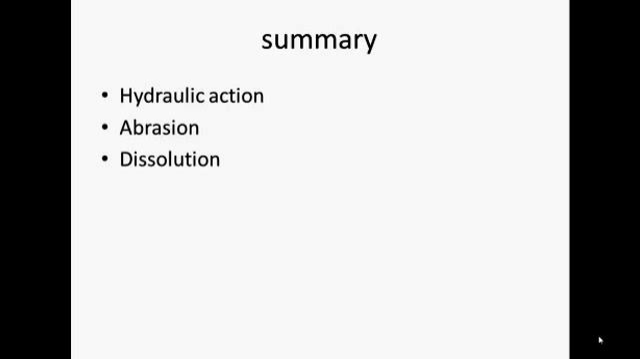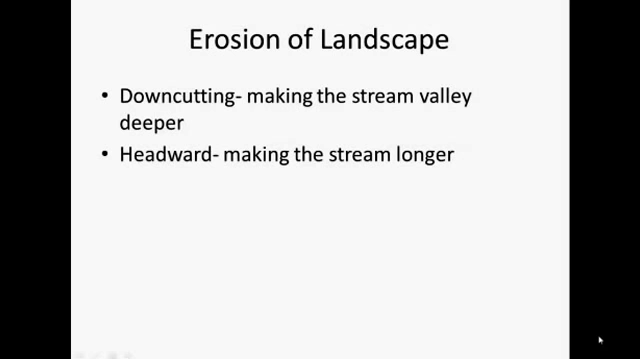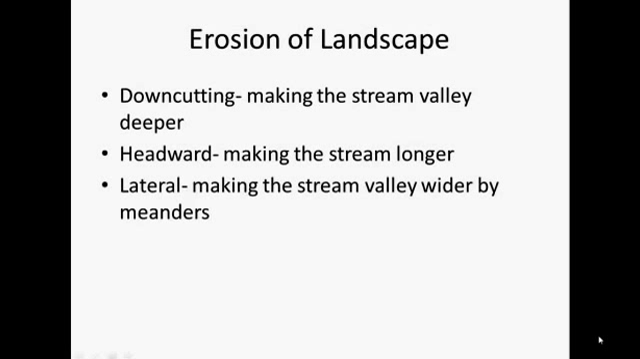In summary, the three major ways in which running water erodes bedrock are hydraulic action, abrasion, and dissolution. Which is the most effective? Yes, abrasion. As running water erodes the bedrock, it changes the landscape and its own stream valley. The three kinds of landscape erosion are downcutting, making the stream valley deeper, headward erosion, eroding the stream channel and its features further and further upstream, and lateral erosion, making the stream valley wider by the action of the stream's meanders.